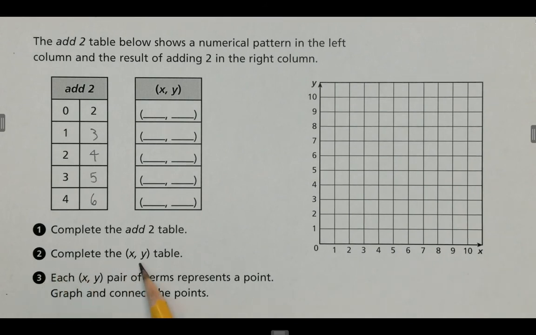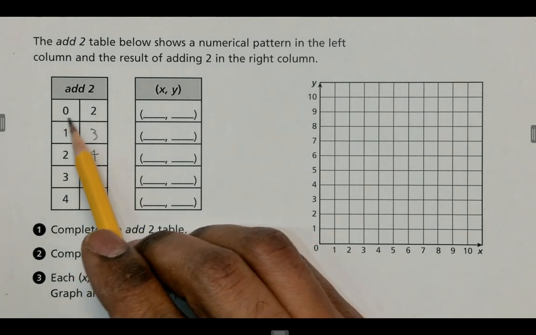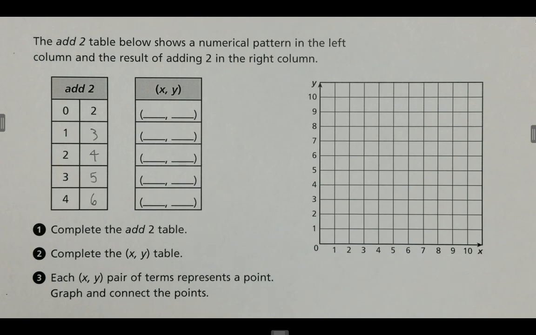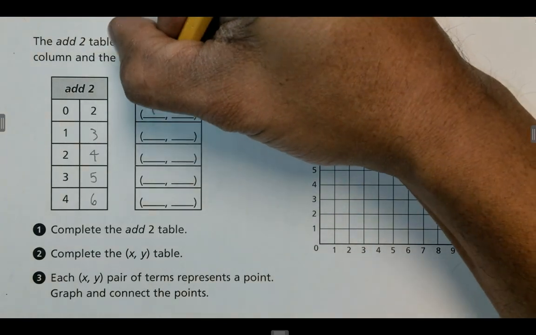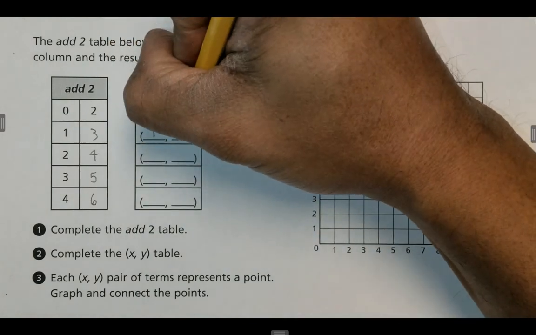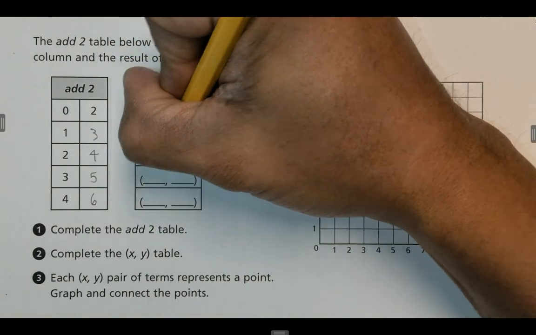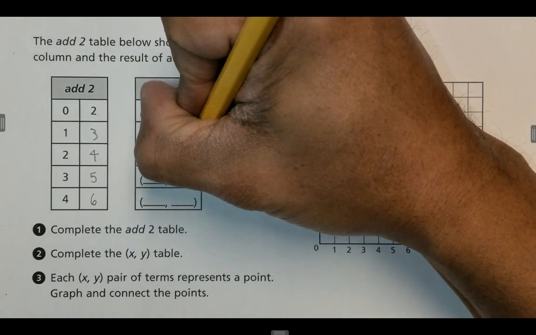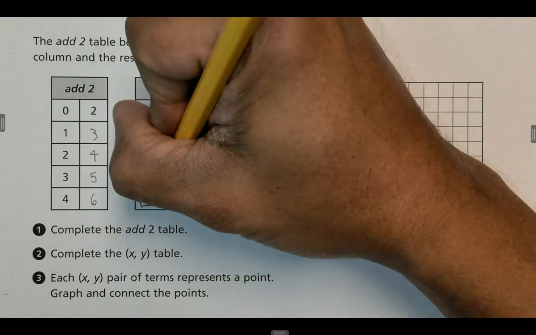Now, number 2, complete the XY table. In other words, take these numbers and show them as ordered pairs. 0, 2 become 0, 2. 1, 3. 2, 4. 3, 5. 4, 6.